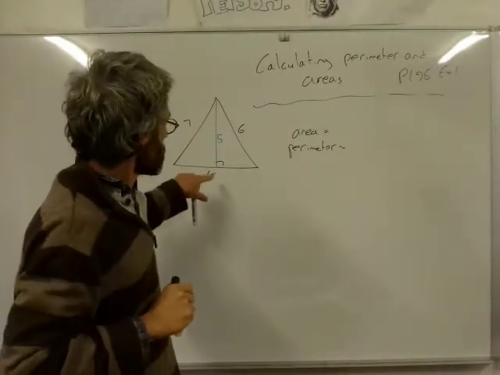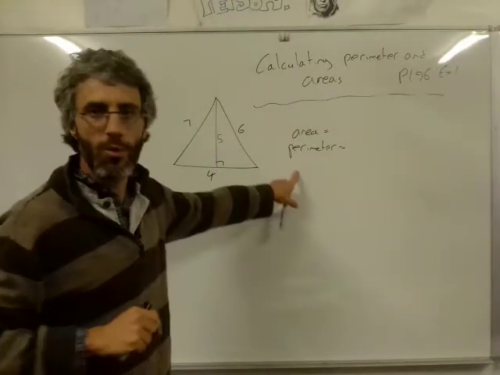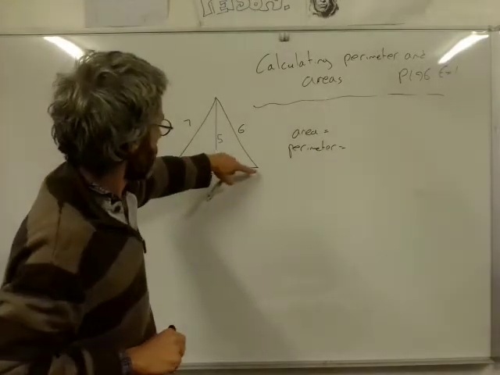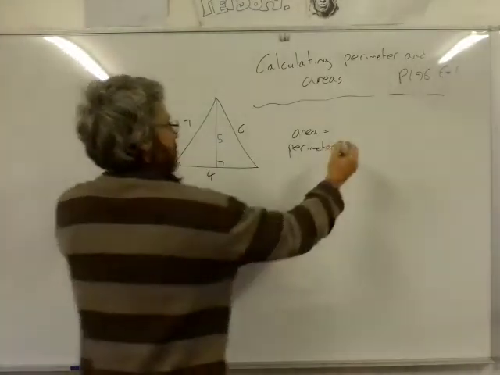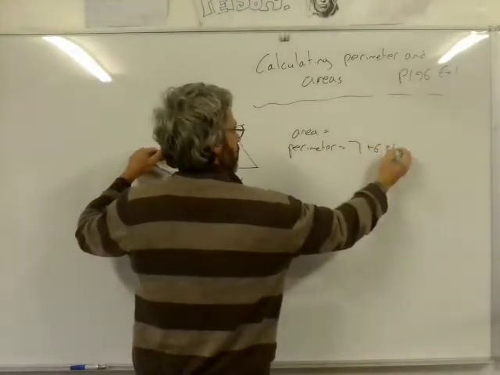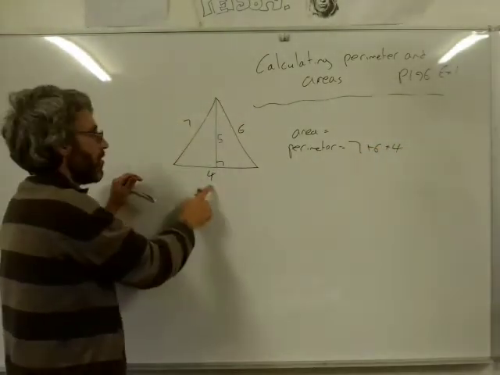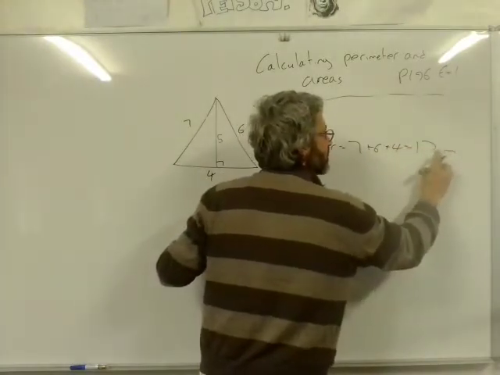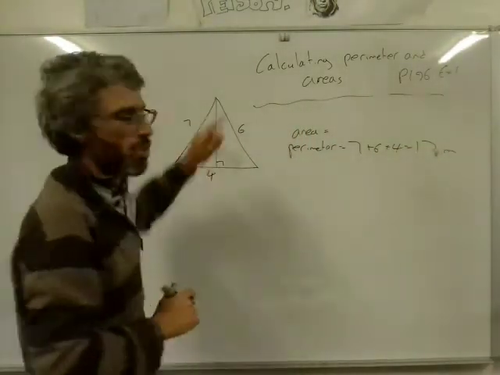Now, in a triangle, we've got a different story. Let's start with the perimeter. That's a bit easier. Perimeter is just you add up all the lengths. It's going to be 7 plus 6 plus 4. You just add up all the lengths. So that will be 17. Let's say we're working with meters this time. Let's say this is all meters.